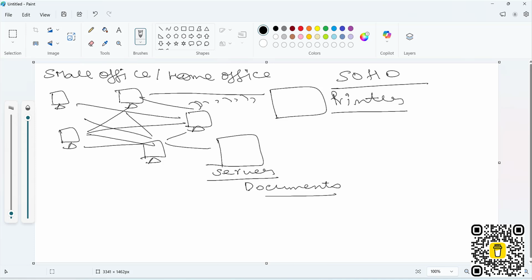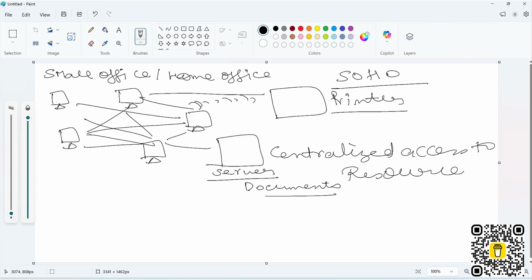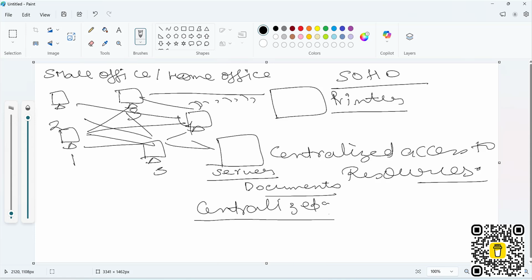And the good thing with a SOHO network is that it provides centralized access to resources. We don't need to store files in all the 5 different PCs. We can store everything in a centralized server, and anybody can be given access to these central documents wirelessly or using the internet. So this is the second type of network.